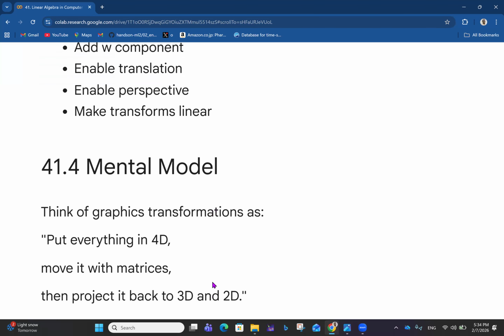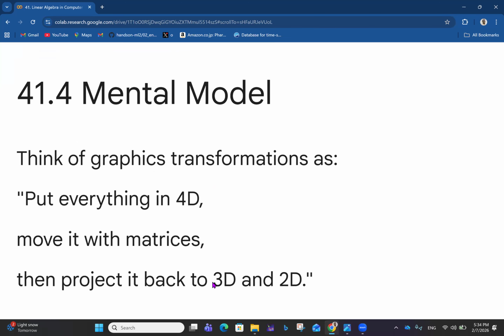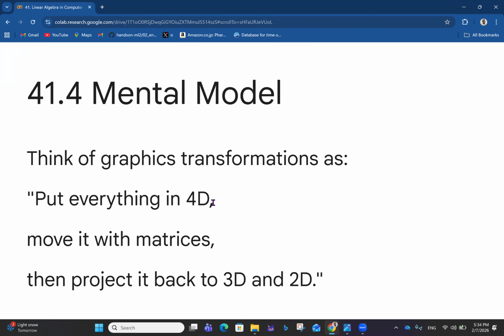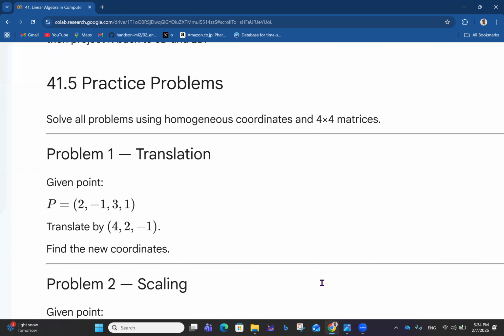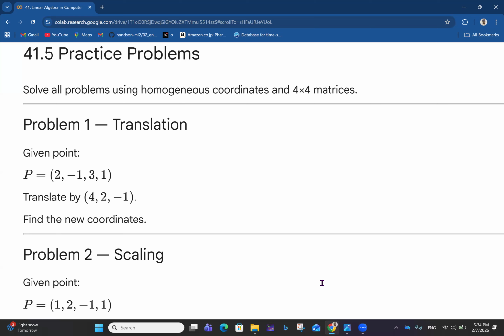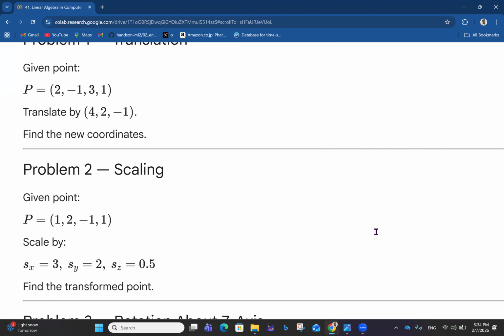Okay, so the mental model in this whole thing is this: think of graphics transformation as put everything in 4 dimensions, and then you move it with matrices, then project it back to 3D and 2D like that. So you can check some practice problems right here. Solve our problems using homogeneous coordinates and 4 by 4 matrices. So we already see the process.